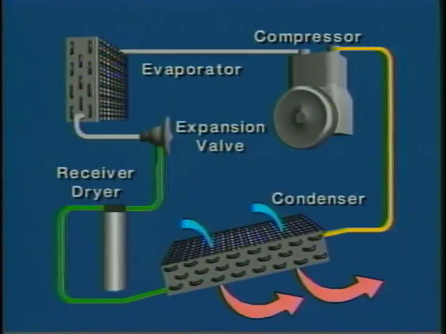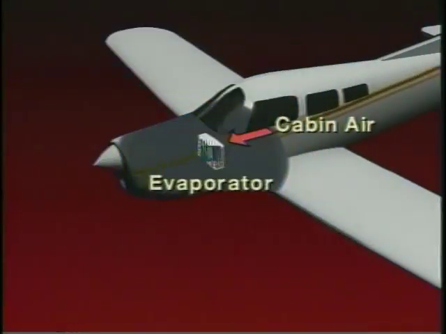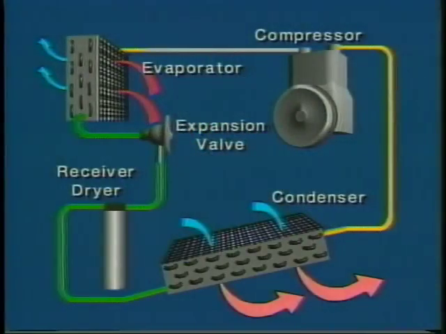The freon then goes to an expansion valve where the pressure is reduced. This further cools the liquid. From there, the freon goes to the evaporator, or heat exchanger. Here, the liquid freon changes to a vapor. Cabin air is then passed through the evaporator. Since the cabin air temperature is warmer than the temperature of the vaporized freon, the freon absorbs heat from the cabin and makes it more comfortable to you and your passengers. Finally, the vapor is returned to the compressor and the cycle starts over.